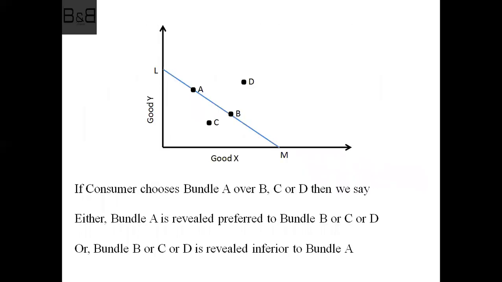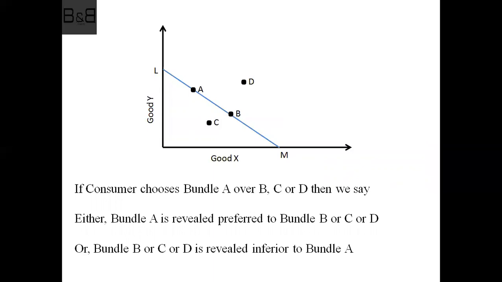In order to study the theory, let us consider the figure on the screen. As we can see in the figure, the x-axis represents good X and the y-axis represents good Y. There are various combinations of goods X and Y. We call it a bundle because that is the term used by Mr. Samuelson. So there are different bundles A, B, C, and D, each a combination of goods X and Y.